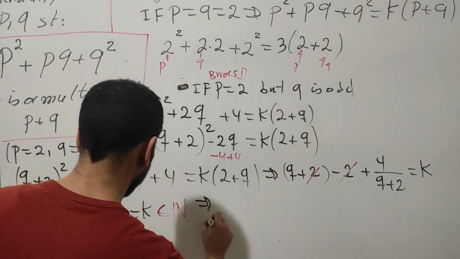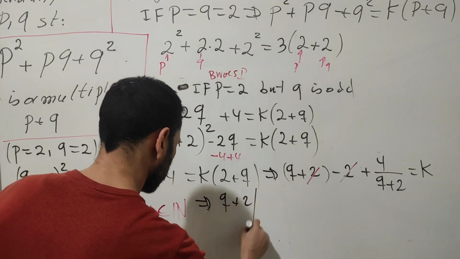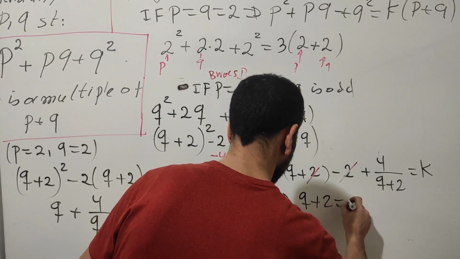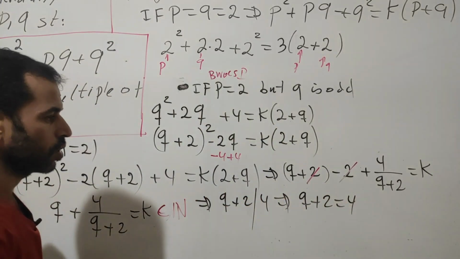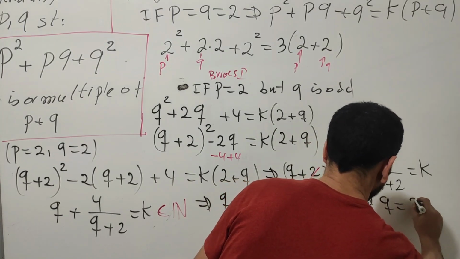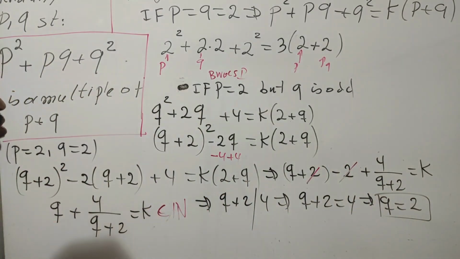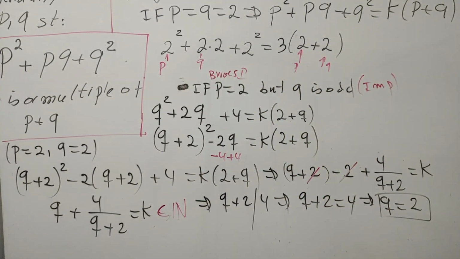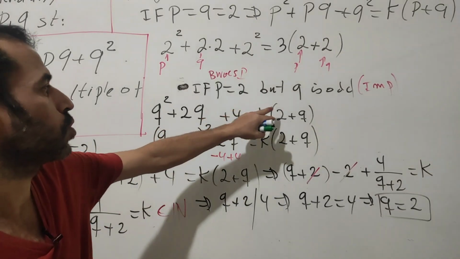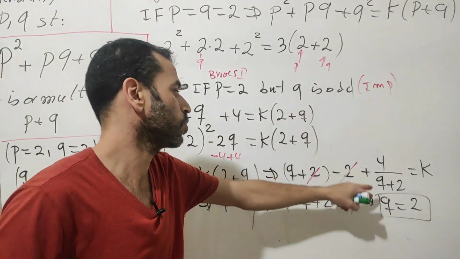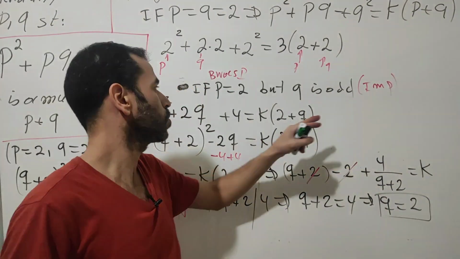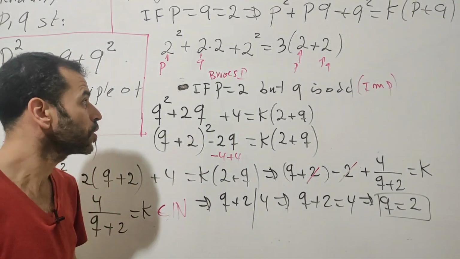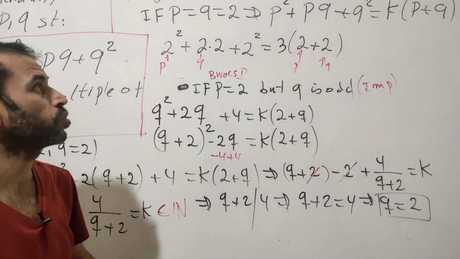This immediately tells us that q plus 2 divides 4, so q plus 2 is going to be 4. Thus q equals 2. If q equals 2, it's impossible. We have contradicted our assumption, because we assumed q must be odd, but we found q is even, which is impossible. Which means p and q cannot have different parity, which is impossible to have this on this form, which means both of them, p and q, are odd.